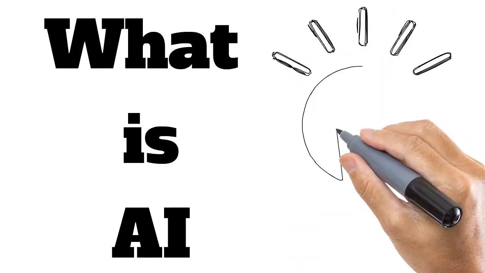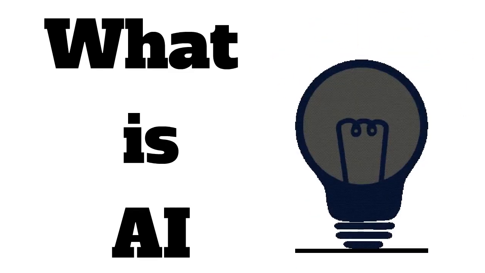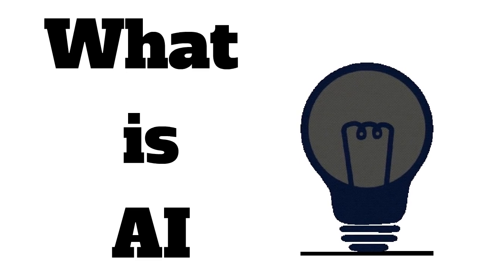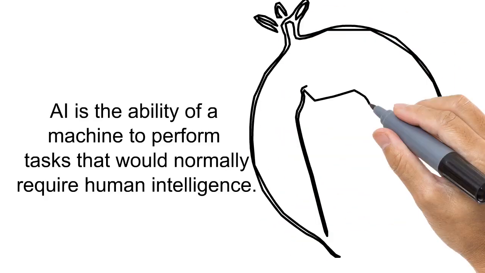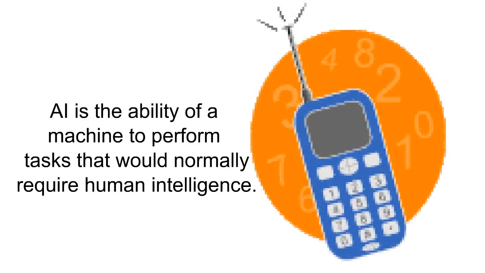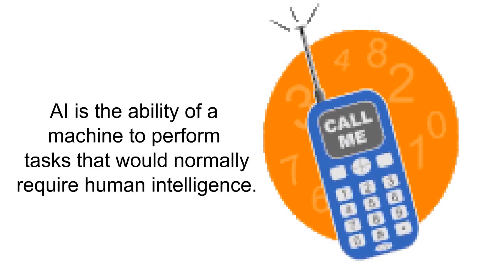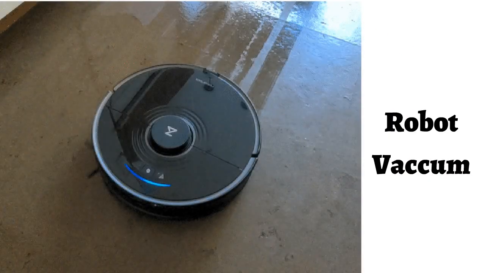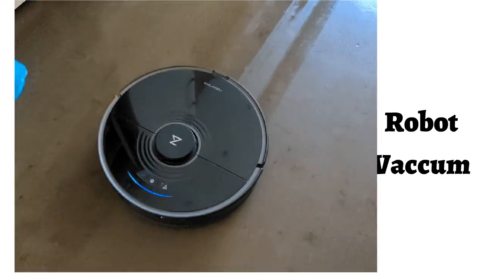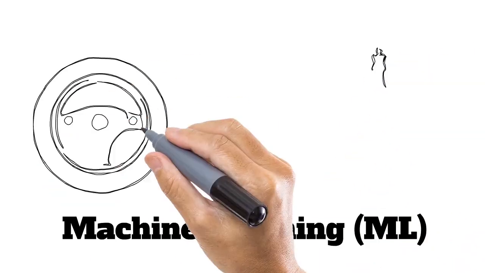AI is a broad field of computer science that aims to make machines smart, like humans. In simple terms, AI is the ability of a machine to perform tasks that would normally require human intelligence. For example, when your phone suggests the next word as you type, or when a robot vacuum cleans your house by itself, that's AI in action.